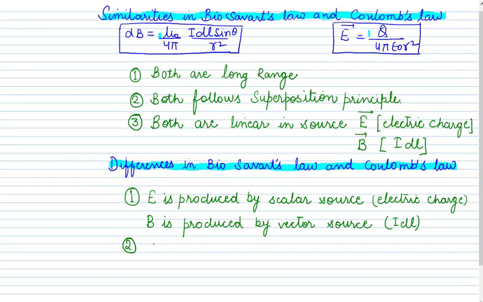The direction of the electric field, that is the electrostatic field, is along the displacement vector, which we call R. So the direction of the electric field is along the displacement vector R, which is joining the source and the field point. It is the direction of magnetic field B.